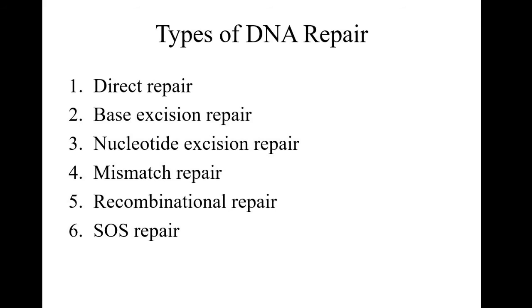Now we are going to see the types of DNA repair. How the single base alteration or cross linkage is caused and how we can repair that DNA sequence. There are 6 types: direct repair, base excision repair, nucleotide excision repair, mismatch repair, recombinational repair, and SOS repair. How this system works, let us see.